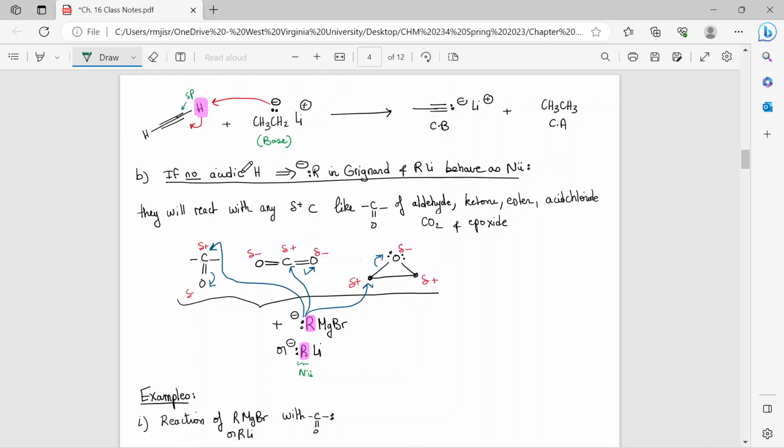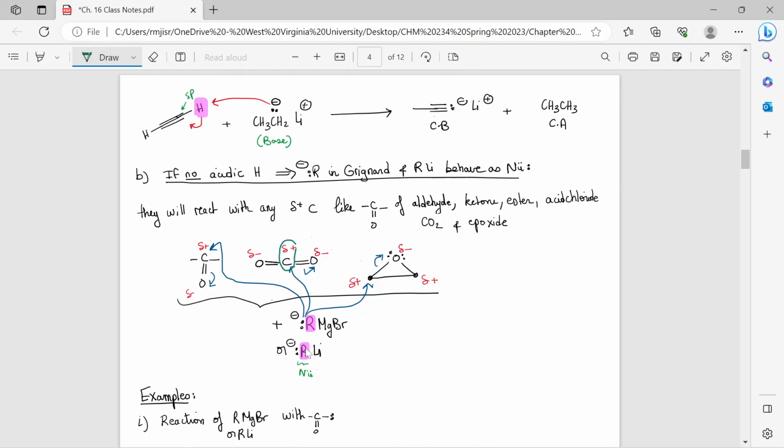Now, if there is no acidic hydrogen, then the carbanion of the Grignard or the alkyl lithium, both have the same reactivity. Both are going to act as a nucleophile. So there is no acid-base reaction here, because in these reagents there is no acidic hydrogen. So they're going to act as a nucleophile, and nucleophiles always attack the electrophilic site.